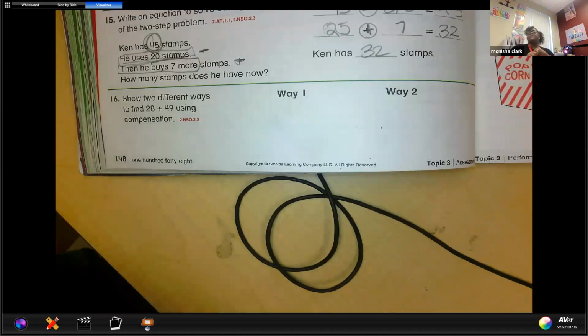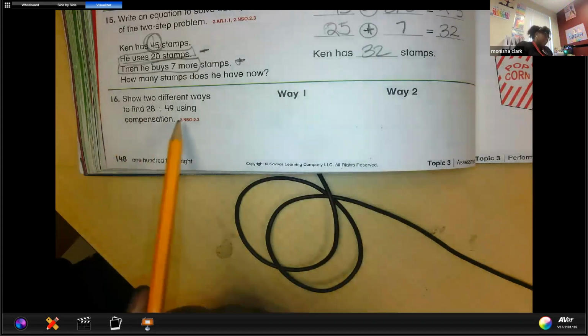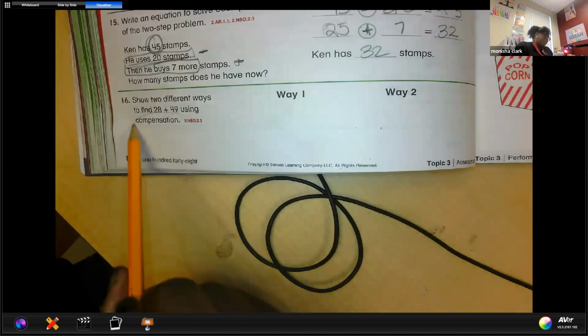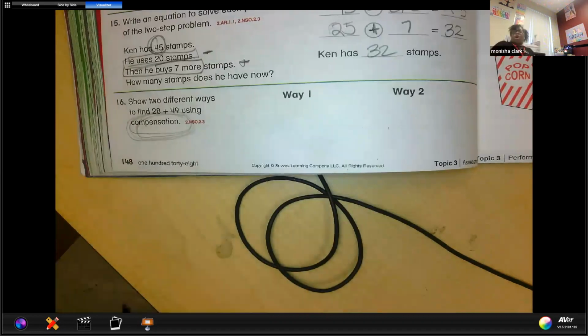So I'm going to let, raise your hand. Which way would you do it? What way would you pick, Jackson? Round it? Well, we want to know the exact number. Oh, never mind. I forgot. That's why reading is fundamental. We must read the whole question. It says using compensation. So we have to use compensation 2 different ways. So when we use compensation, everyone say compensation.